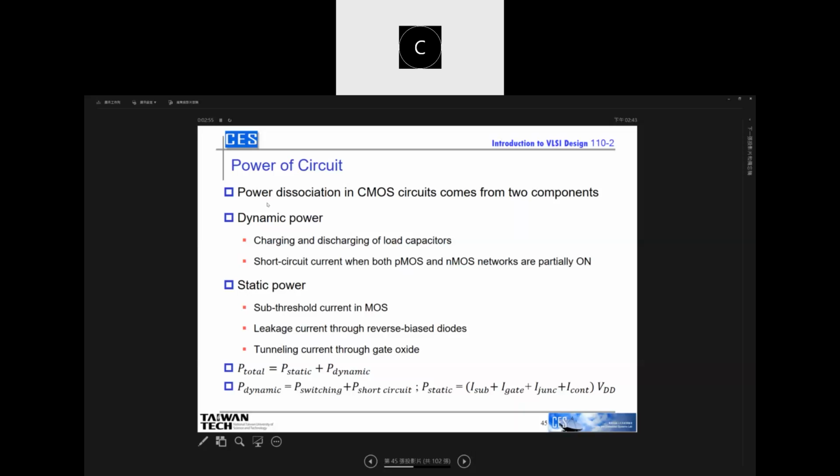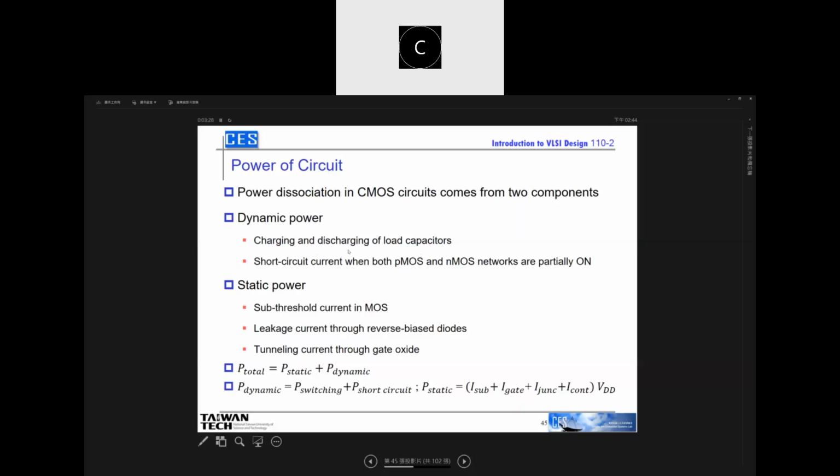Okay, so first of all, let me give you a high-level overview. The power dissipation or power consumption in the CMOS circuit comes from two major components. The first one is called the dynamic power, and the second one is called static power. Dynamic power is related to the charging and discharging of load capacitors, as well as the short-circuit current when both PMOS and NMOS networks are partially on.